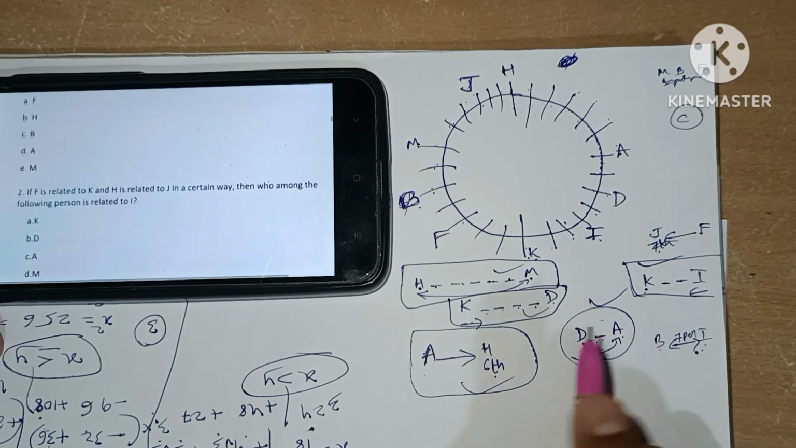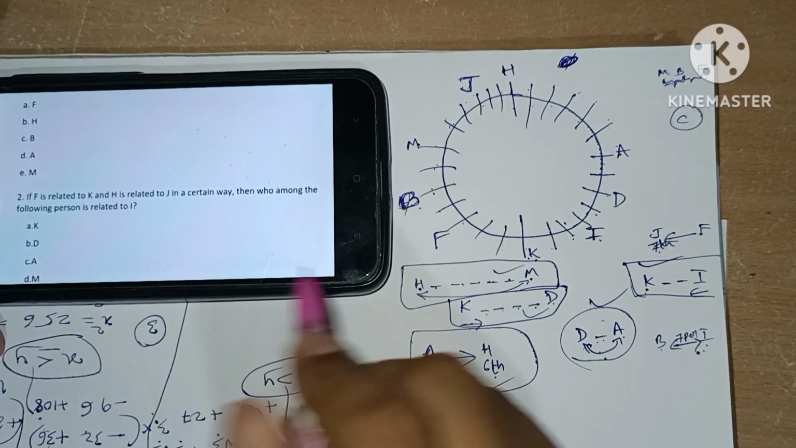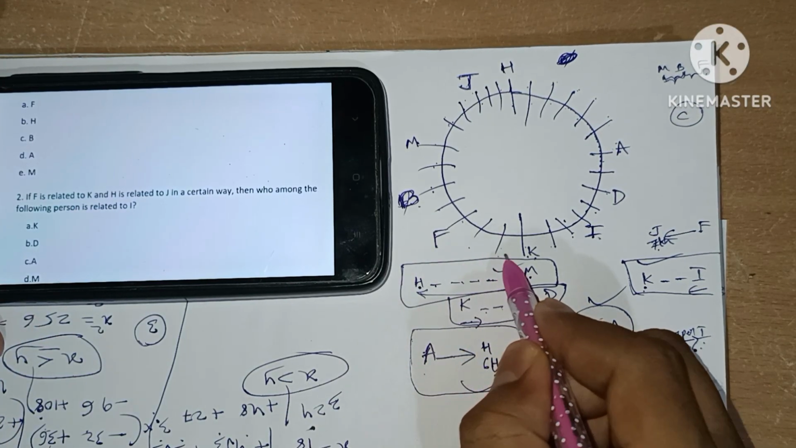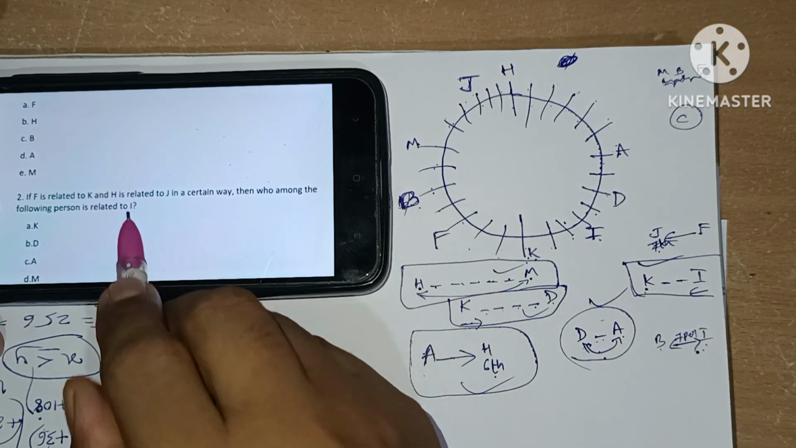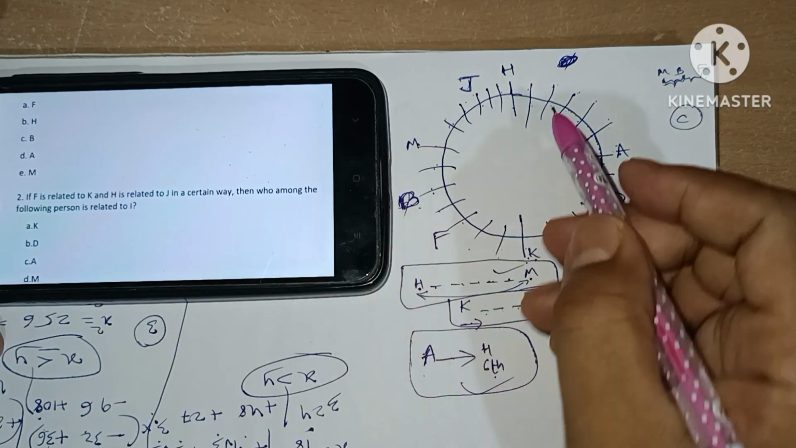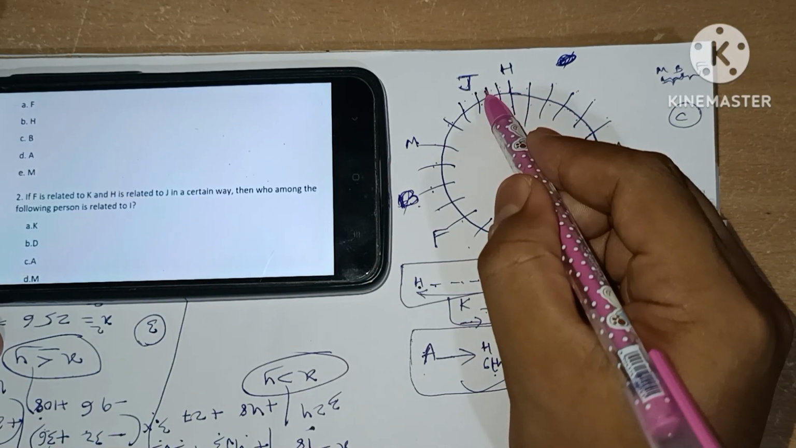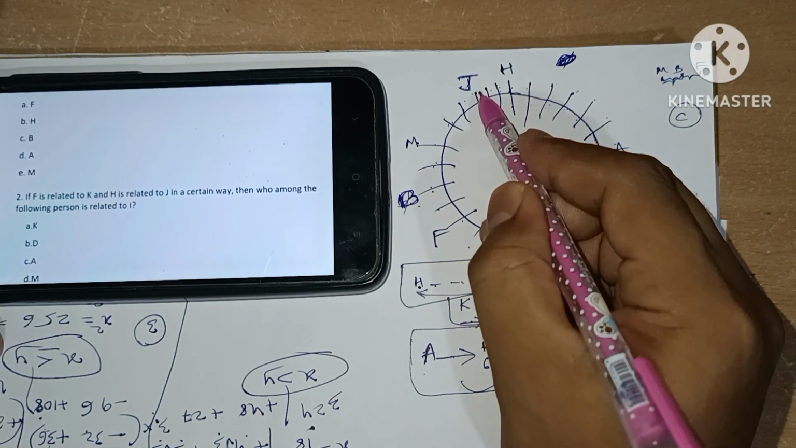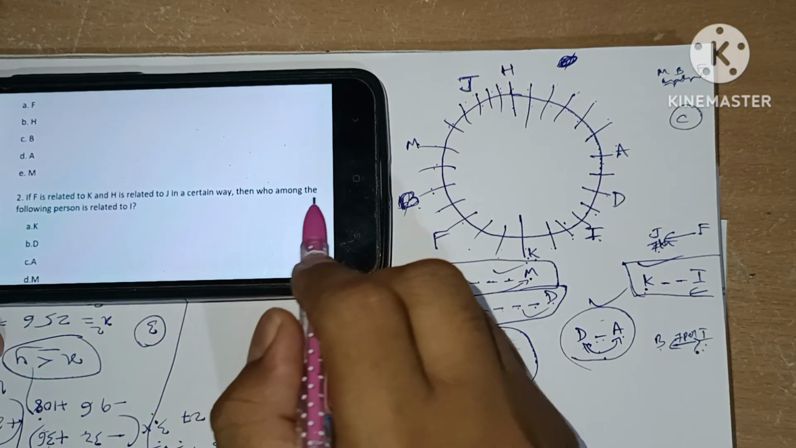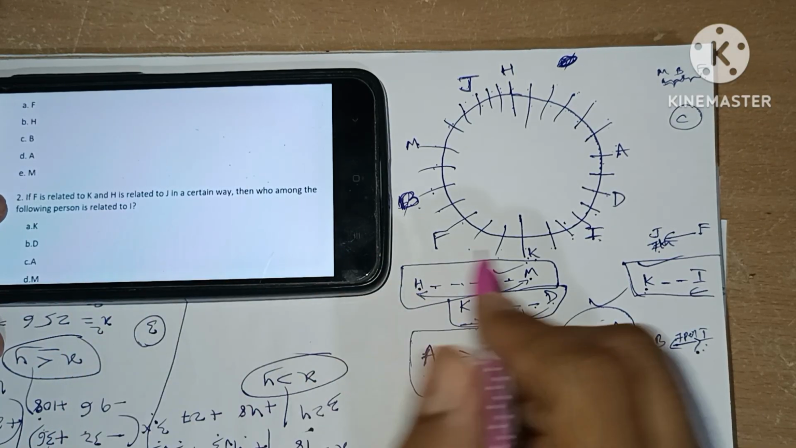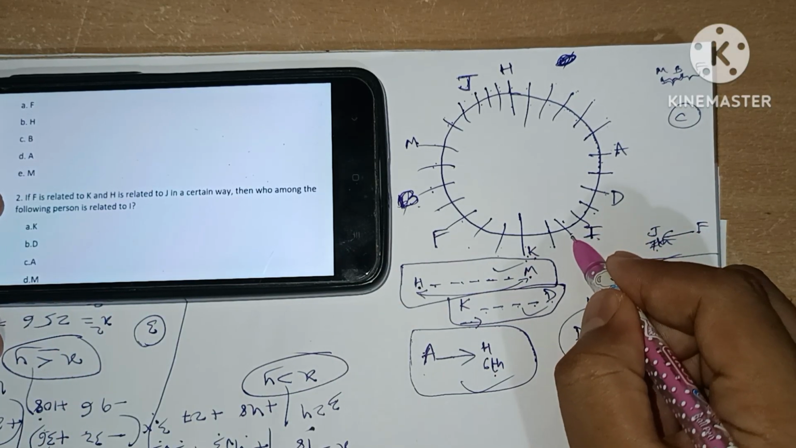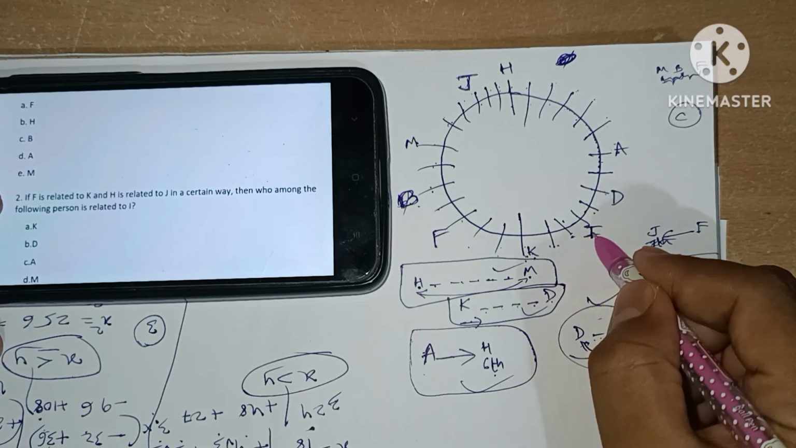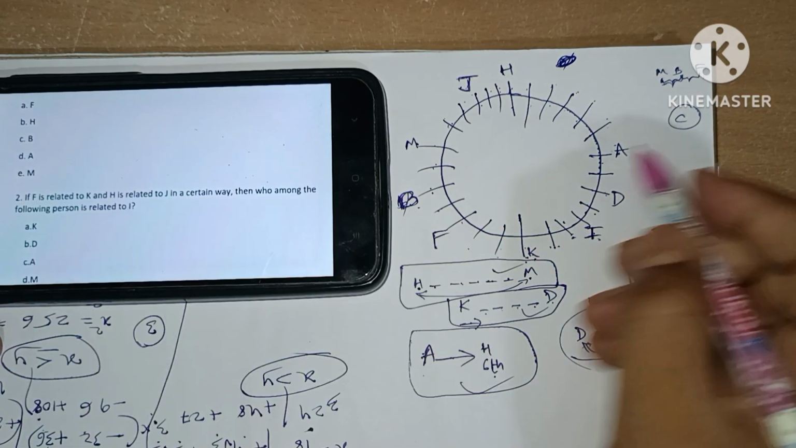Next, second question. F is related to K. F 1, 2, third one is K. H is related to J. H 1, 2, third to the right is J. Then who among the following is related to I? I is related to K. K third to the right is I. So the answer will be K, option A.